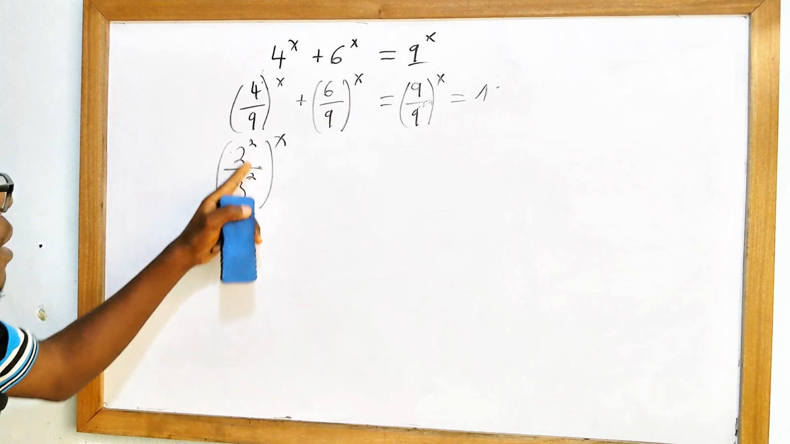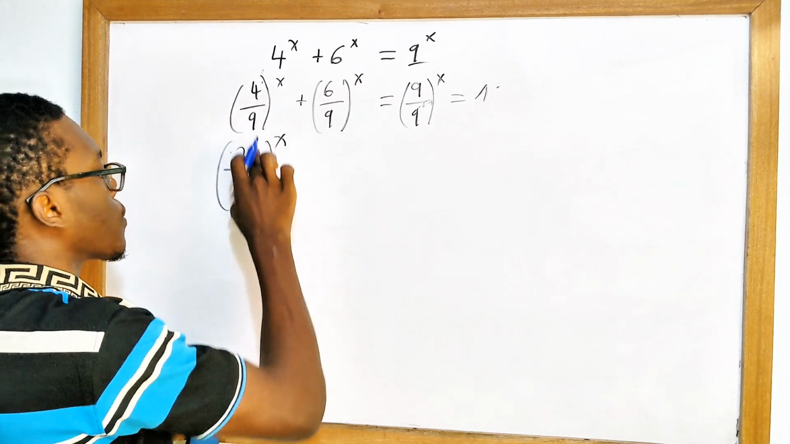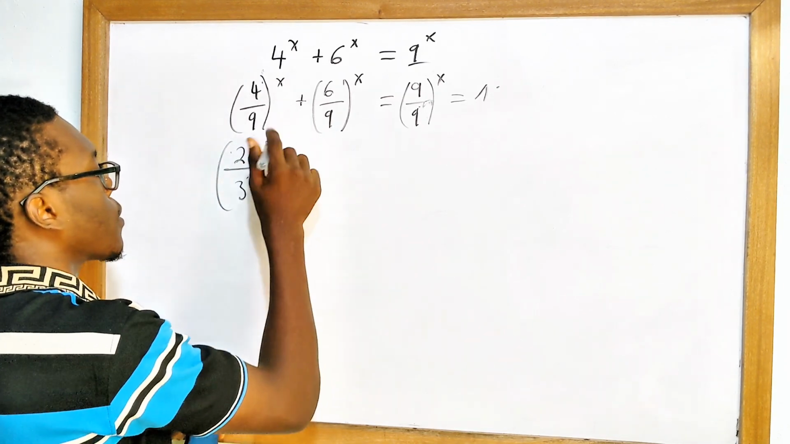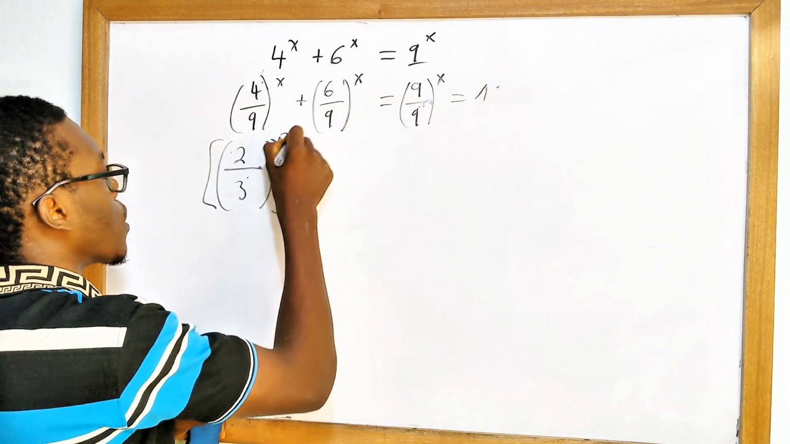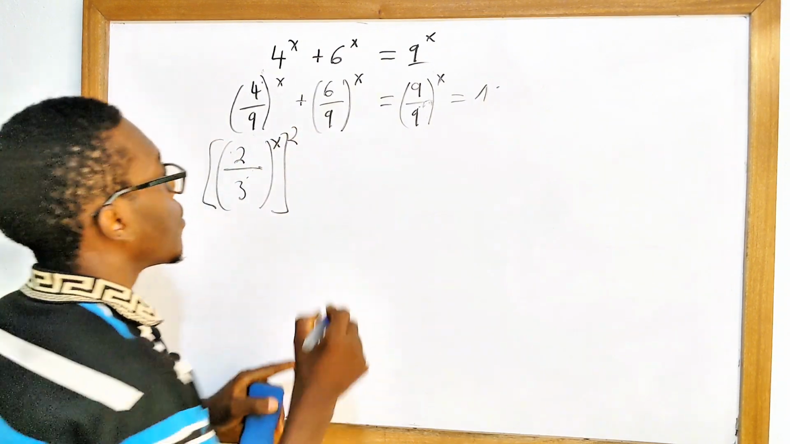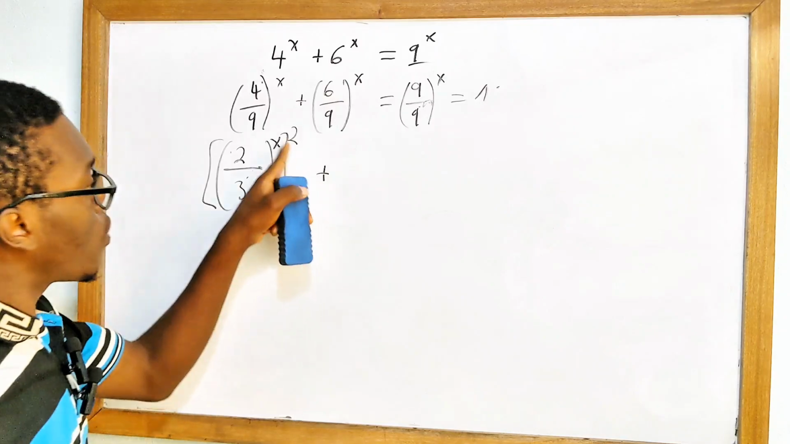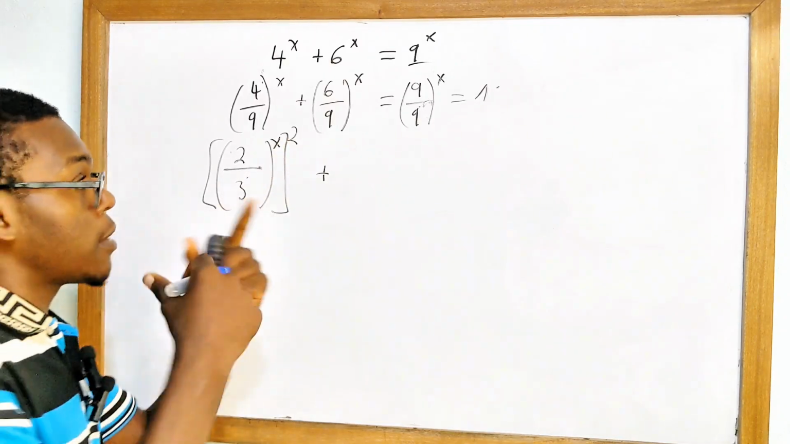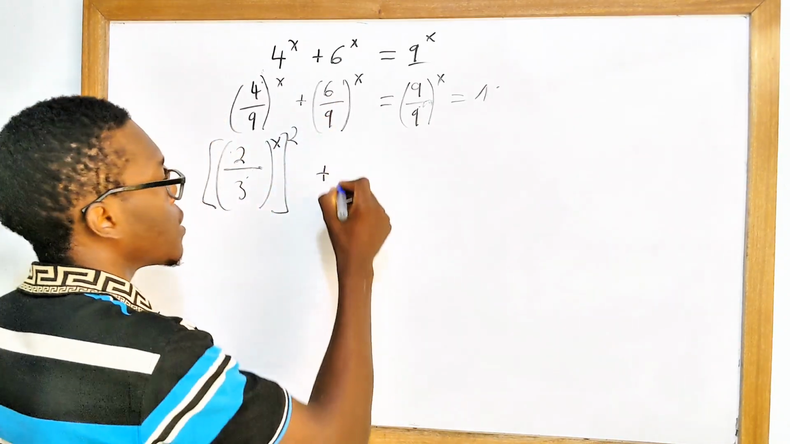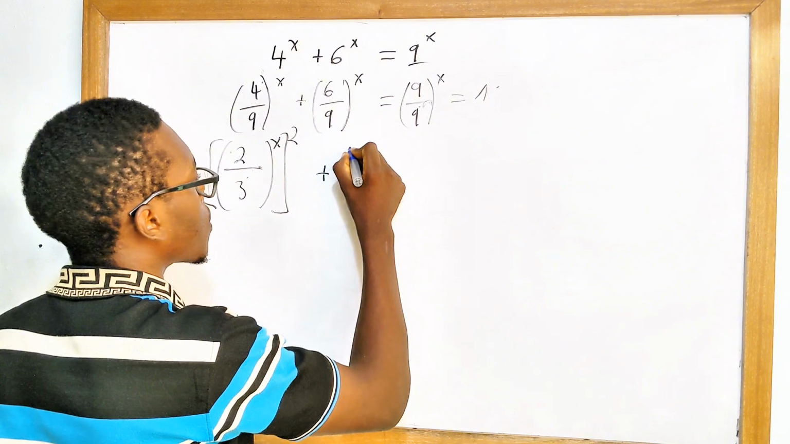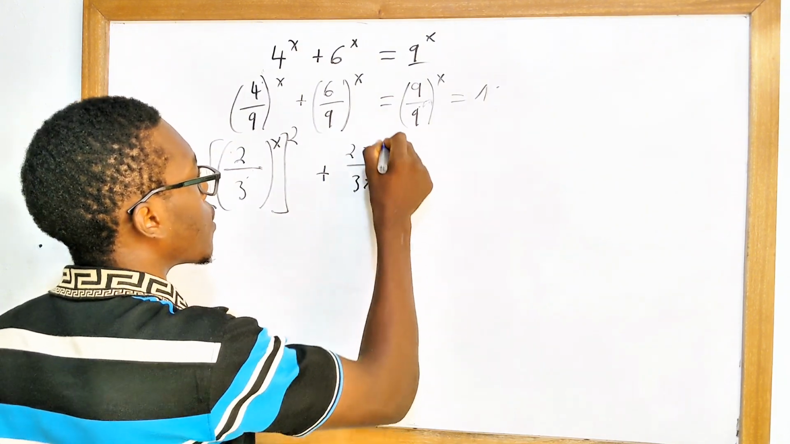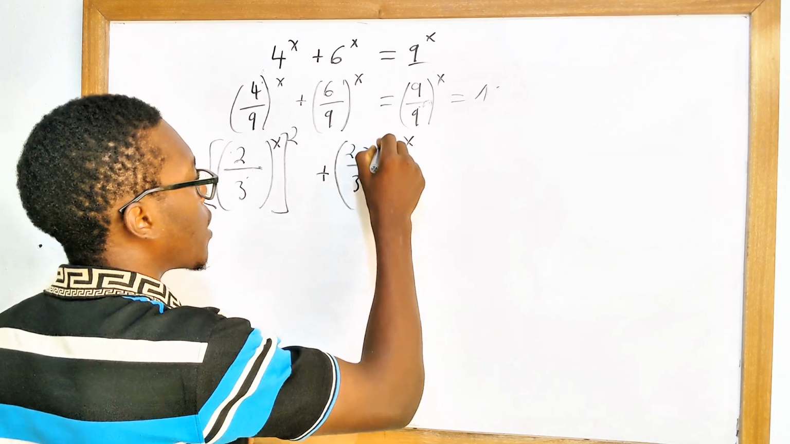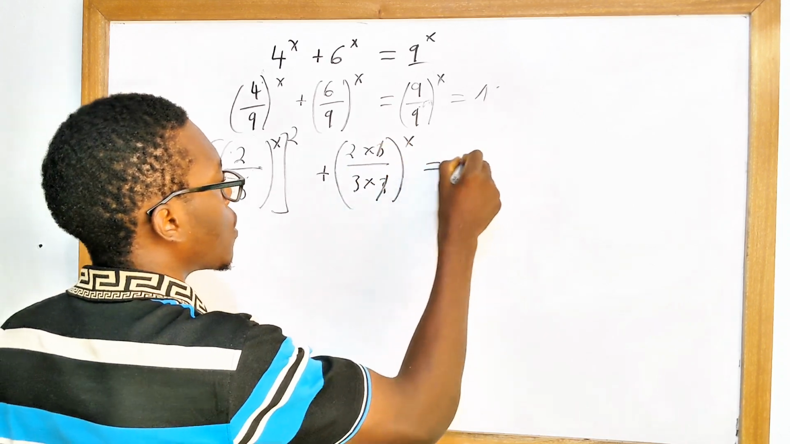Means we can bring this outside to have all to the power x, squared or 2x, that's the same thing, plus, because we are putting this square. Hence 6 all over 9: 6 is 2 times 3, and 9 is 3 times 3. Automatically this and this will cancel, equals to 1.